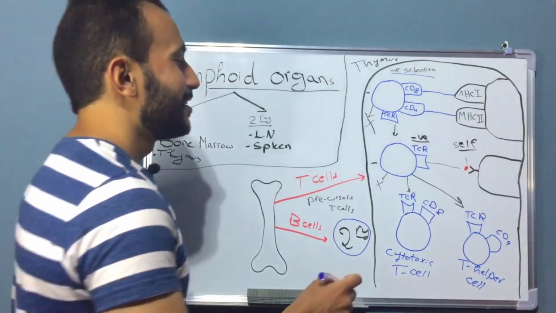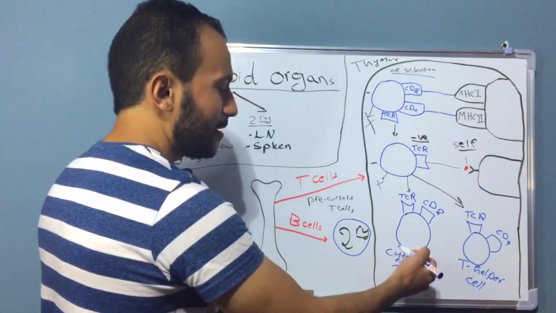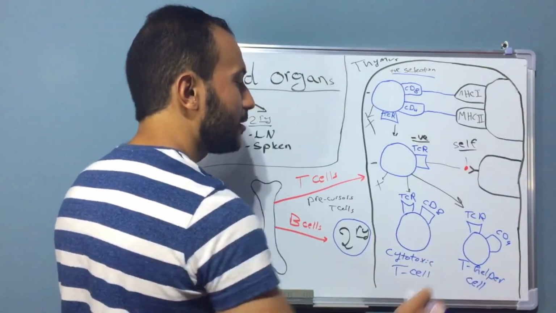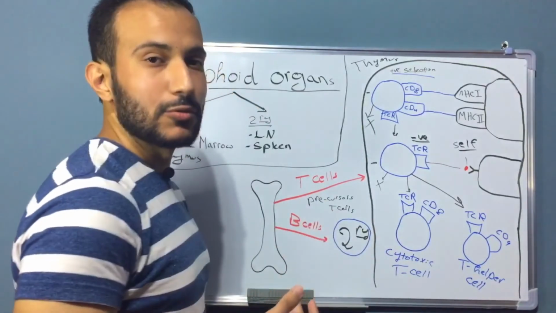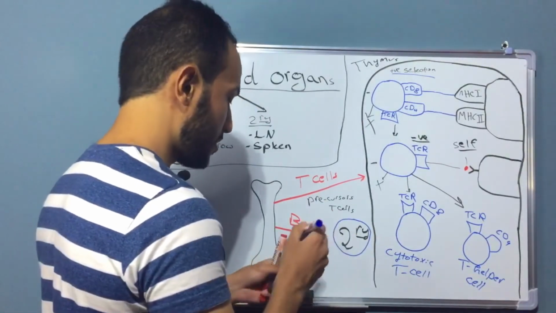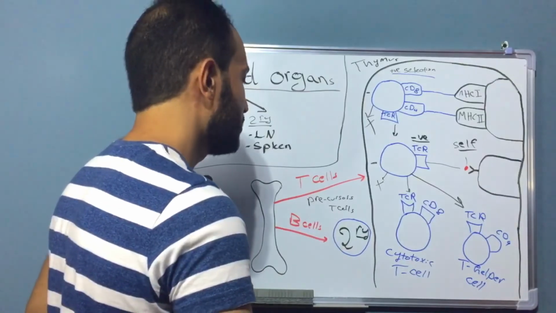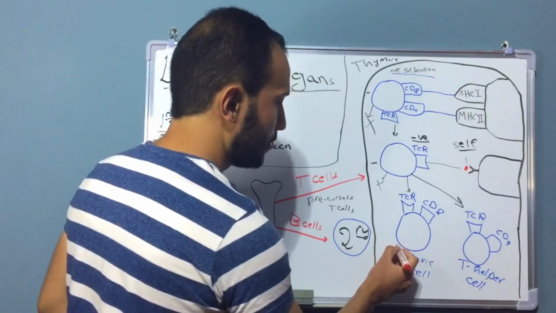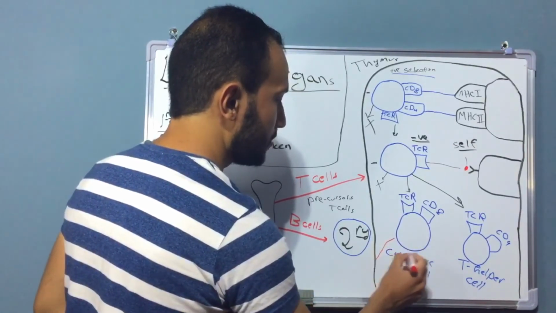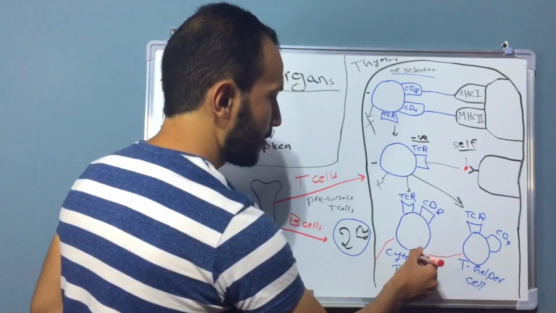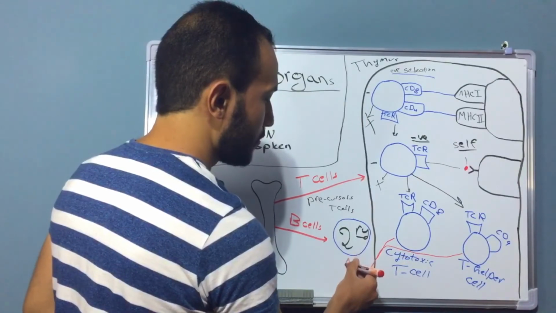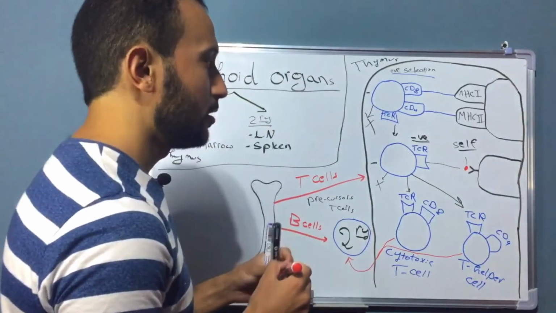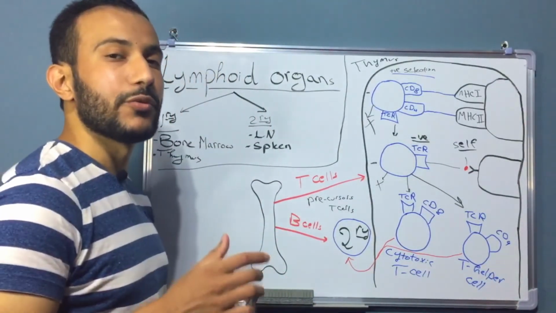Okay. Then we will have cytotoxic T cells and T helper cells mature and ready to perform their function. So after this stage, they are ready to go on through the blood to the secondary lymphoid organs to do their function and react to foreign antigen.